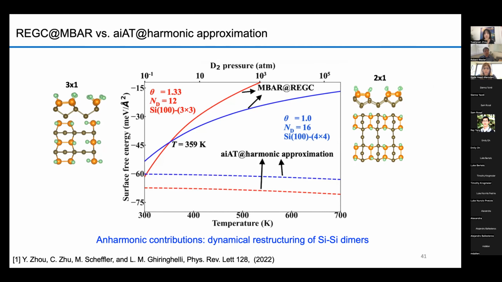The discrepancy between these two methods is mainly attributed to the anharmonic contributions that are taken into account in the replica exchange grand canonical method, that is, the configurational entropy and the vibrational entropy.